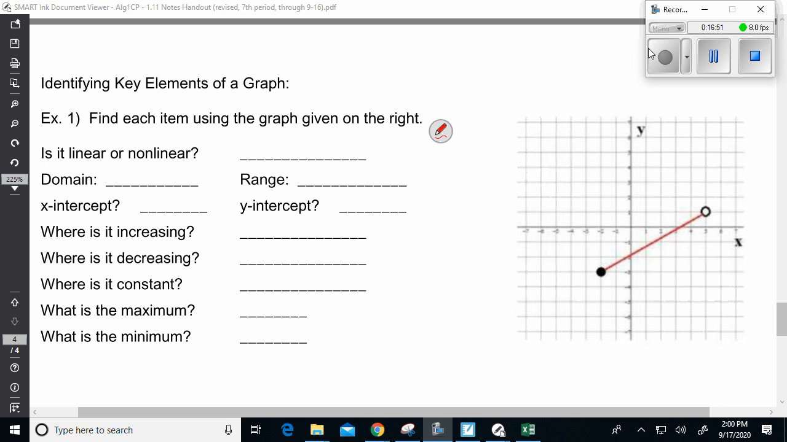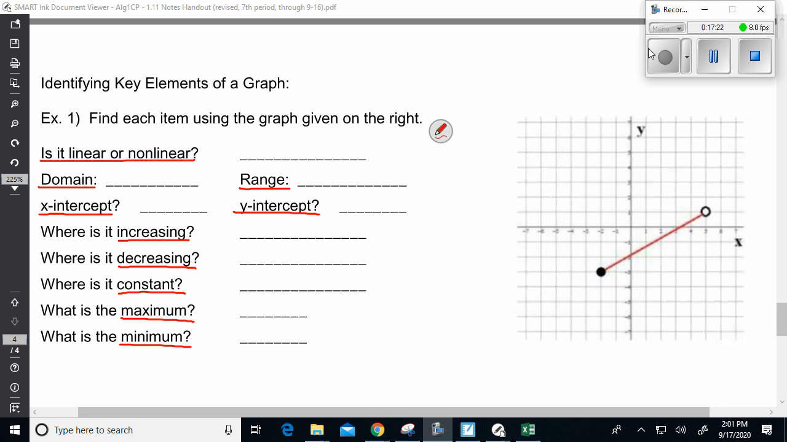So we have to ask, is it linear or nonlinear? Domain, range, x-intercept, y-intercept, increasing, decreasing, constant, maximum, and minimum. So these are all the things that we're being asked to identify. Now, on a quiz or a test, that's a 10-point problem because there's 10 things that they're asking you.